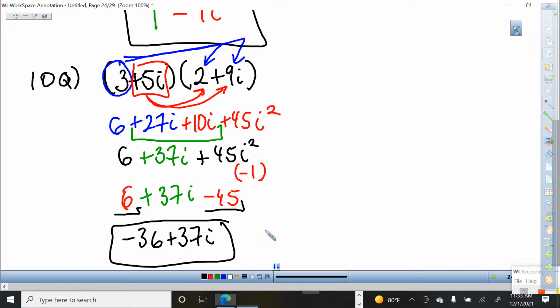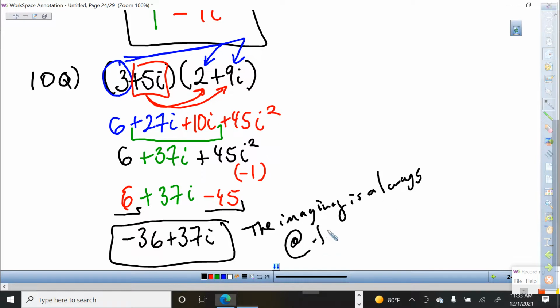This is a complex number, so write a note for yourself. The imaginary is always at the end. Yes? Oh yeah, I did that to see if you guys were paying attention. Negative 39.